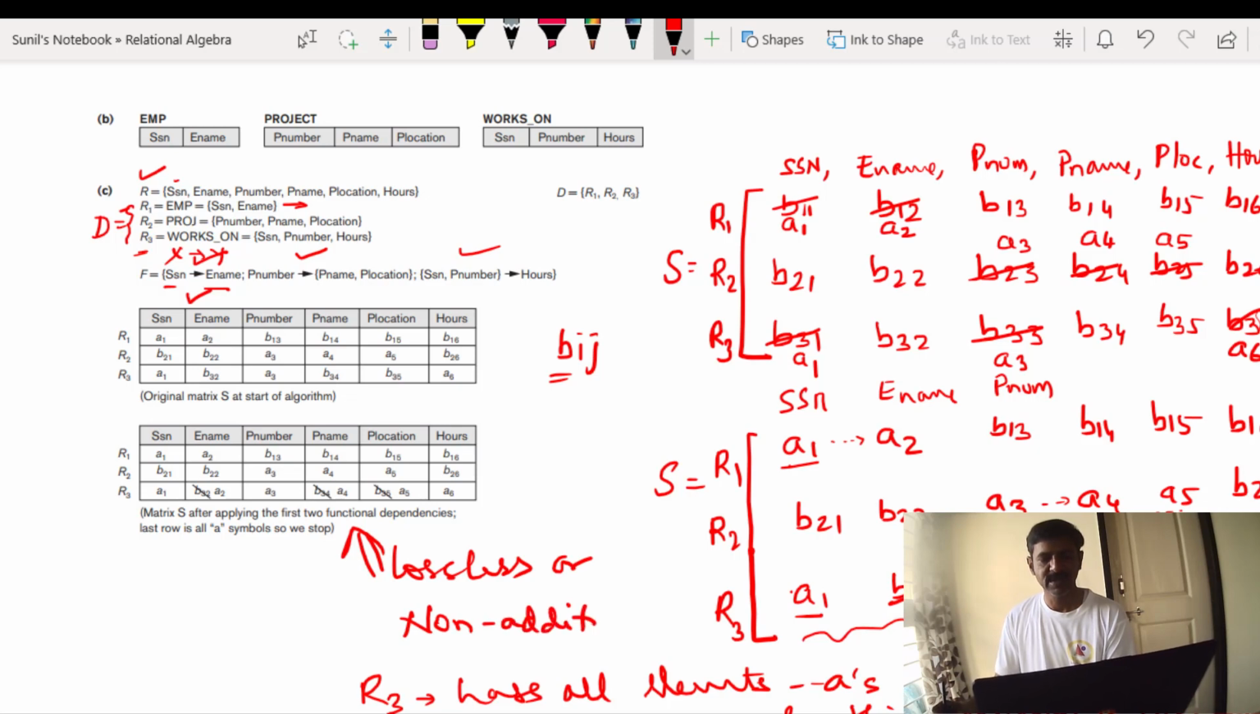Hope you understood the concepts. You go back and rework on this example. I'm sure you'll all be able to solve this very easily.